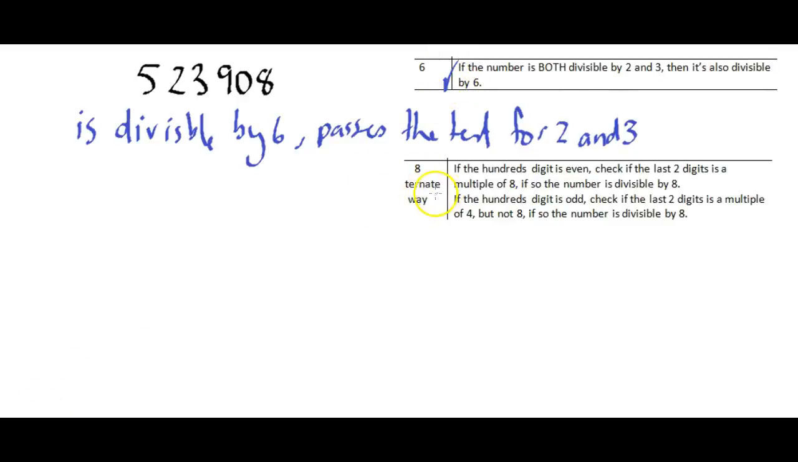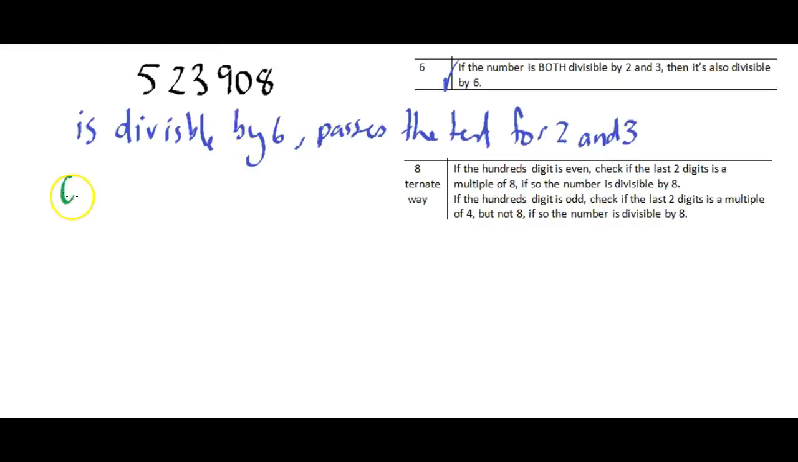There is another test for 8. I like this one. It looks at the last 3 digits of my number. And if my hundreds digit is even, then I check only the last 2 digits. That if they are a multiple of 8, then it is divisible by 8. If, on the other hand, like my number, the hundreds digit is odd, I've got to check if the last 2 digits is a multiple of 4, but not 8. And if that's true, then my number is divisible by 8.